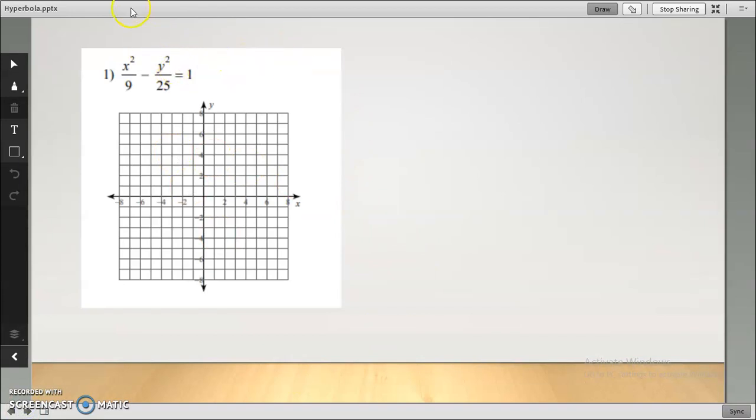Looking at this, we can see that it is horizontal because my x is first. All right, so we can write down what we have. We have a squared is equal to 9 and b squared is equal to 25. And notice the difference between this and the ellipse: there, a squared was always the larger value.